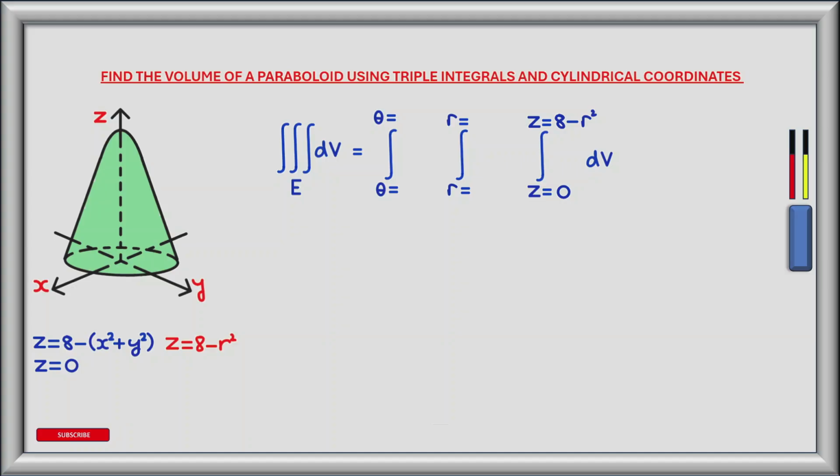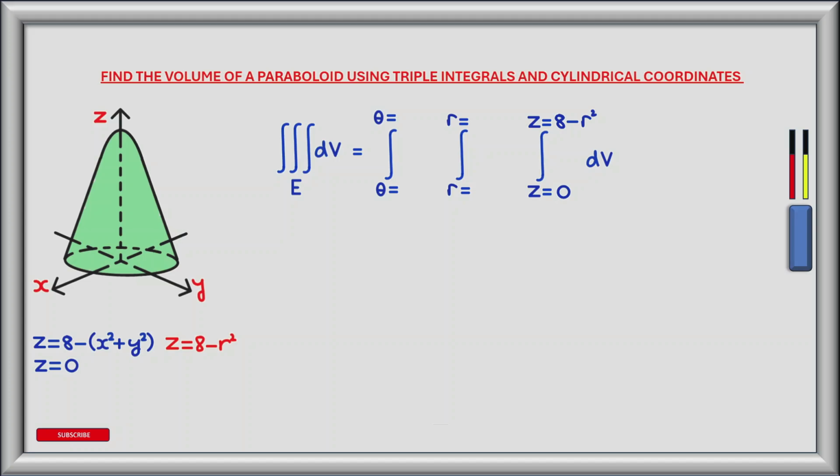If you remember, when we looked at volumes using polar coordinates, we multiplied by a height component, which was the difference between the upper function and the lower function. Well, this is essentially the same thing, except we're now using an integral to do this.